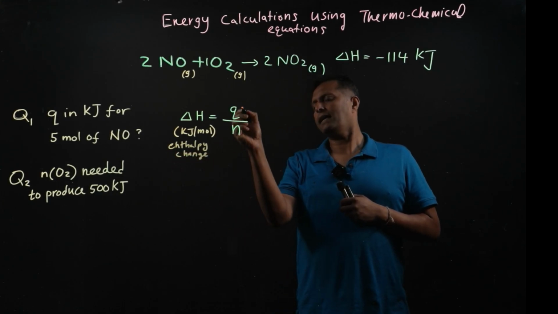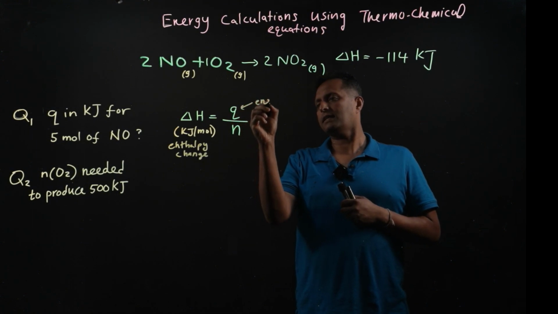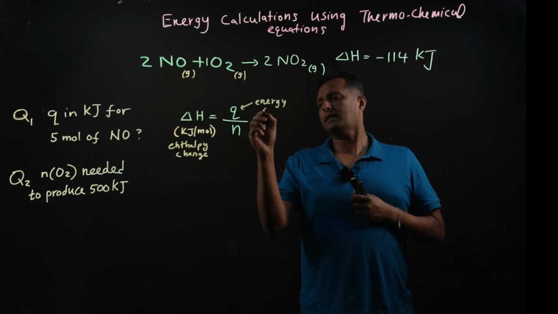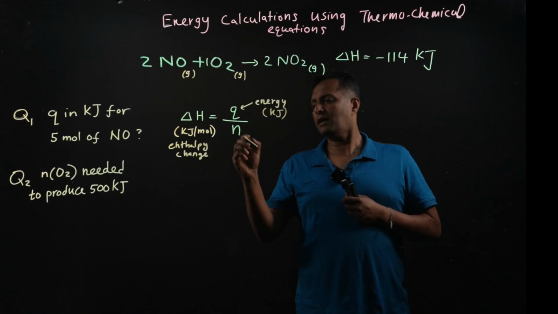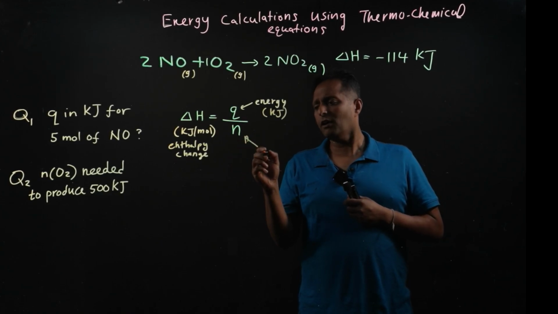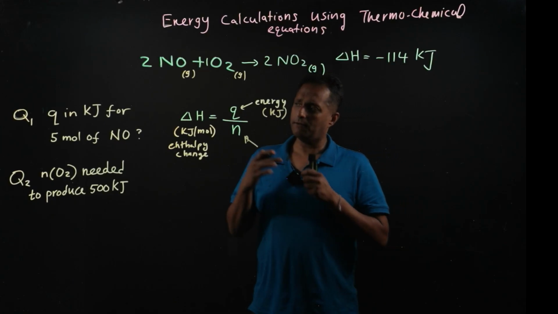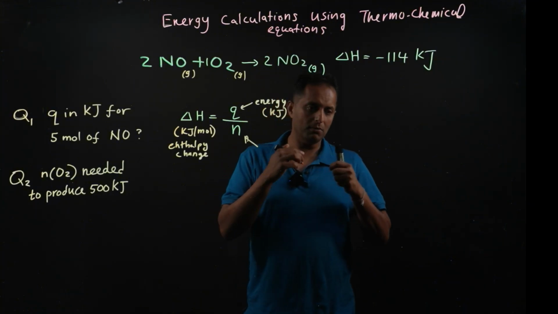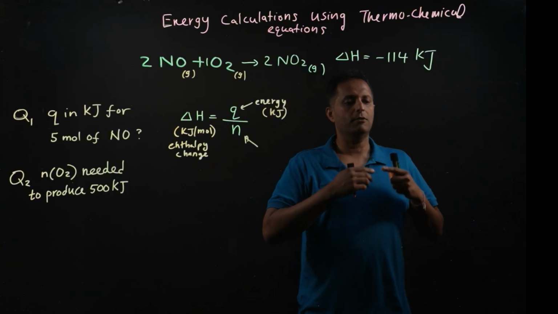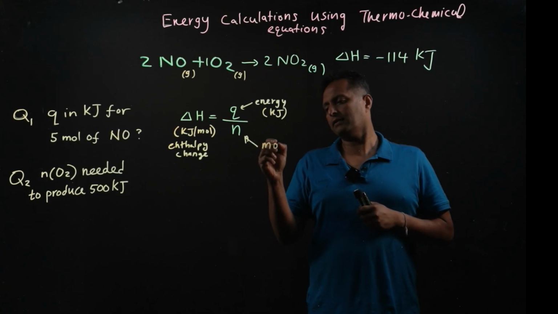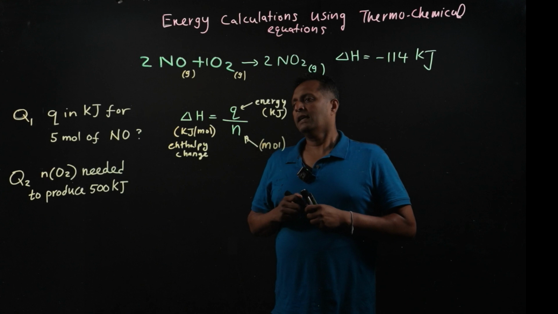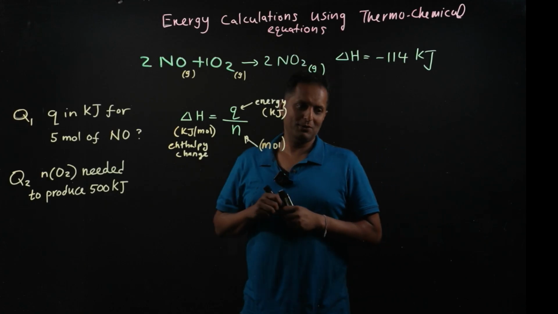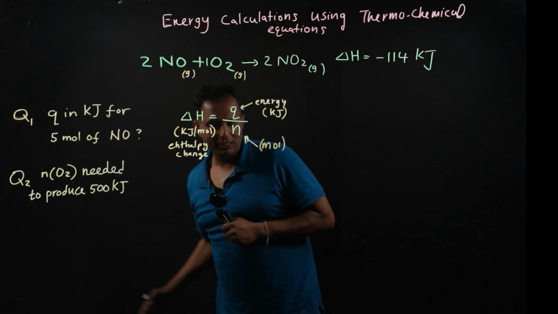Q is the energy released or absorbed for a fuel. It is the amount of energy released, in kilojoules. Now N is the number of moles of the substance. If you are going to calculate the energy released when you burn a certain number of fuels, N is the number of moles of fuel, in mol. Now let's use this equation to do these questions.